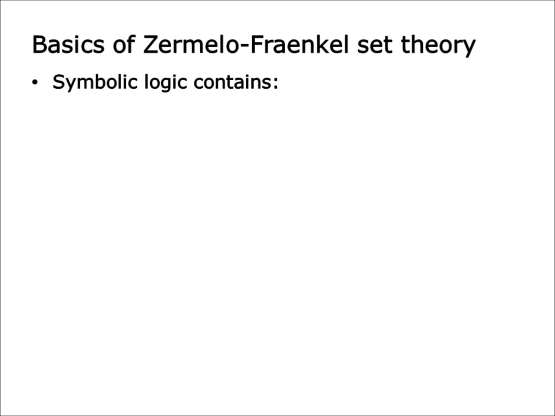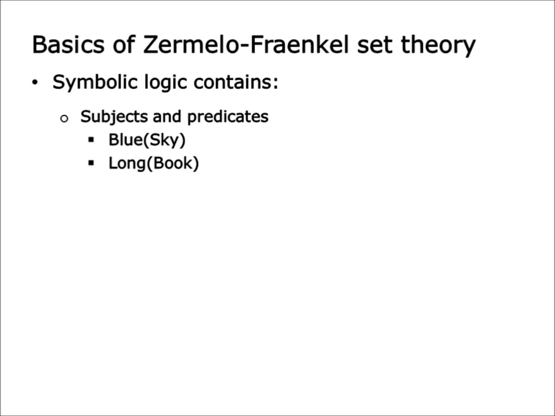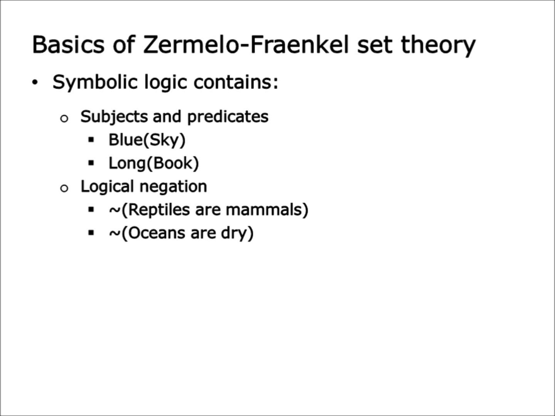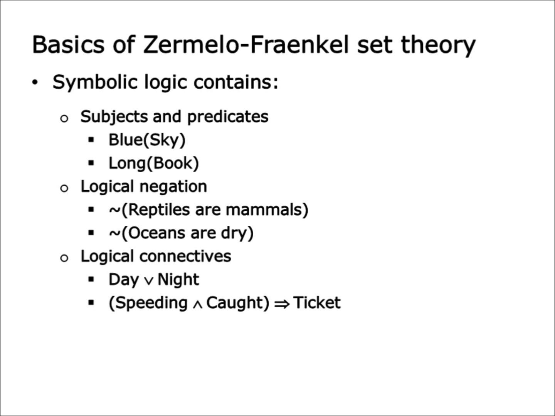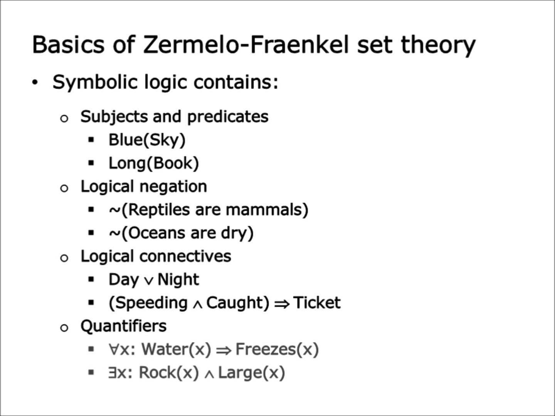Let's review symbolic logic. Symbolic logic contains subjects and predicates, which express relationships between objects and their properties. Logical negation, which expresses the untruth of statements. Logical connectives, such as and, or, and implies, which join statements in well-defined ways. And quantifiers, which use a variable to express general laws or statements of existence.